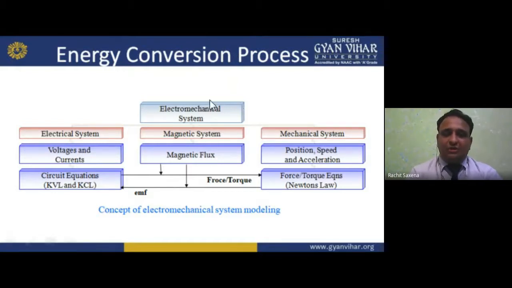Okay, so the electromagnetic system consists of a magnetic system. This is the important part, the main part, in which we have the coupling circuit, that is the magnetic system, magnetic field, magnetic circuit, and in this we have magnetic flux. Now if magnetic flux is there, it produces force and torque.